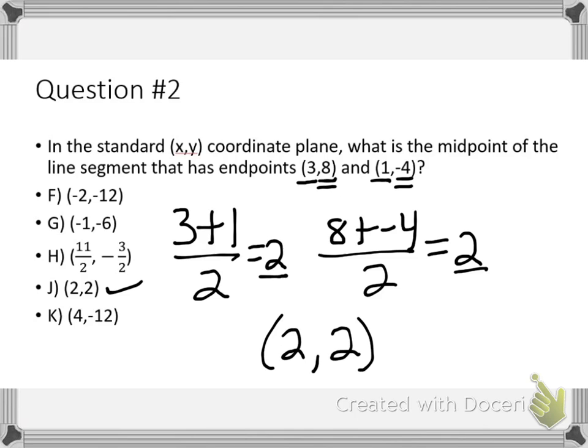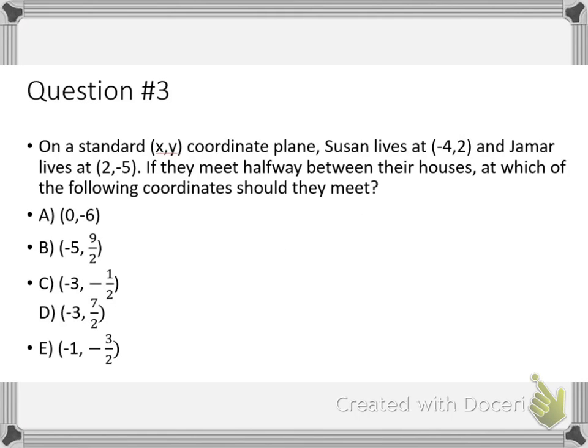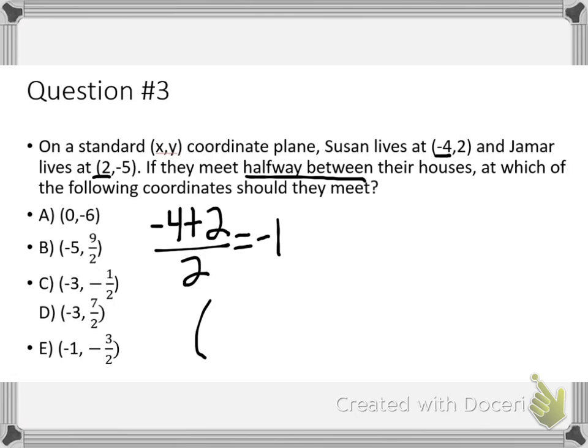Moving on to question 3. On a standard XY coordinate plane, Susan lives at -4, 2, and Jamar lives at 2, -5. If they meet halfway between their houses, at which of the following coordinates should they meet? Again, as soon as you see halfway in between, you're finding a midpoint. So we're going to add our two x's and divide by 2. So -4 plus 2 divided by 2 gives us -1.